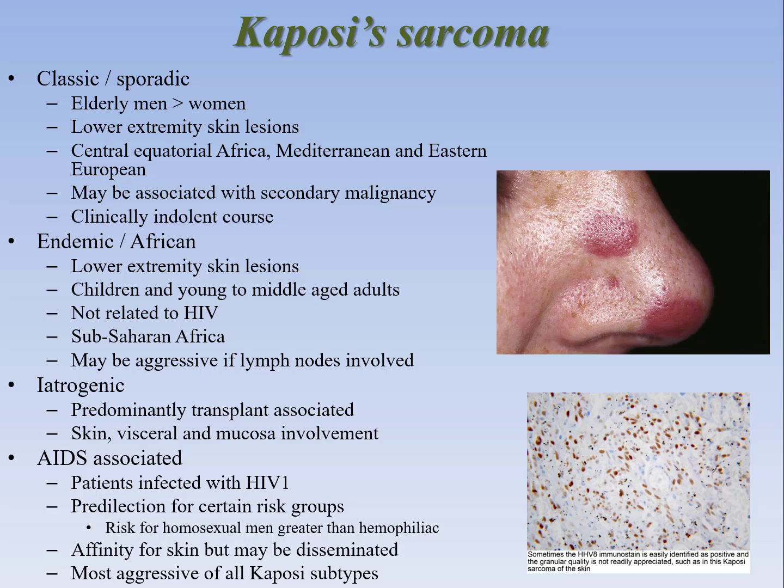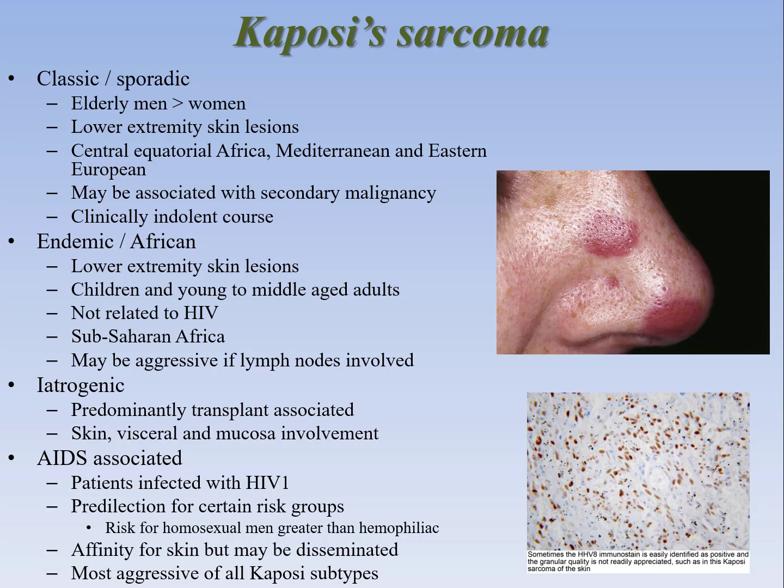The endemic variant, also named African, also affects the skin of the lower extremities, but the patients are children and young adults. It's not related with the human immunodeficiency virus. This tumor is more aggressive. It grows into the lymph nodes and internal organs and metastasizes very fast.